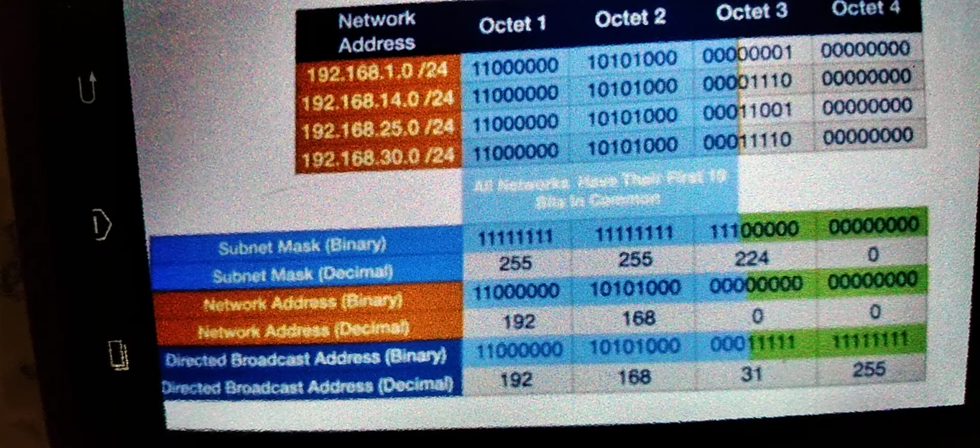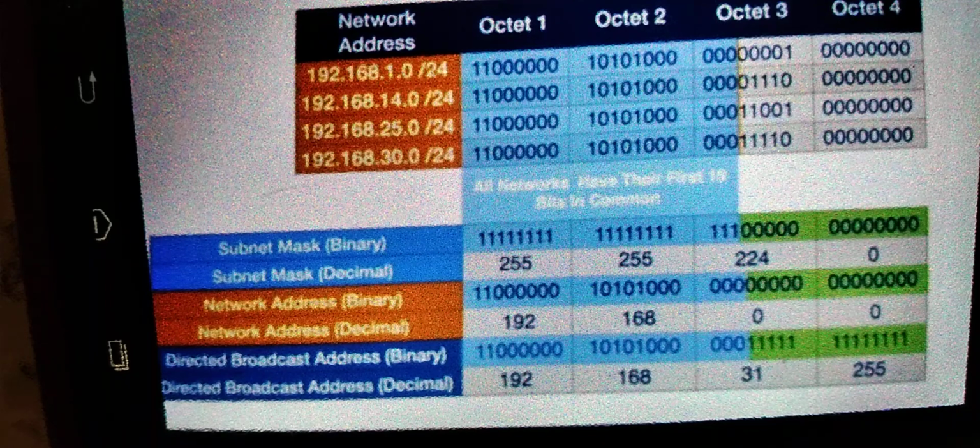So, what if you took a bunch of networks that have a lot in common, like the ones on the screen? We've got 192.168.1.0, 192.168.14.0, 192.168.25.0, and 192.168.30.0. And instead of advertising those individually with our routing protocol, saying here's this one and here's the next one.